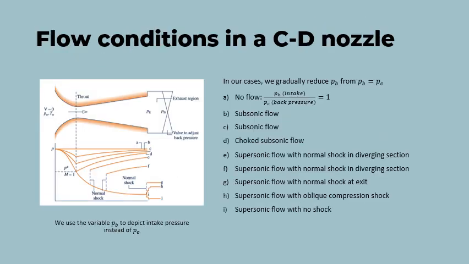We will model 9 unique flow conditions in this analysis. The diagram on the left depicts air pressure as it travels through a converging-diverging nozzle in various cases. Starting from case A, where the intake pressure is the same as the back pressure, we progress through each case by reducing the back pressure relative to the intake pressure until the shock leaves the nozzle itself. We will discuss the dynamics of the flow in detail in the following slides. Here's a moment to look through the summary of the various cases presented in this slide.